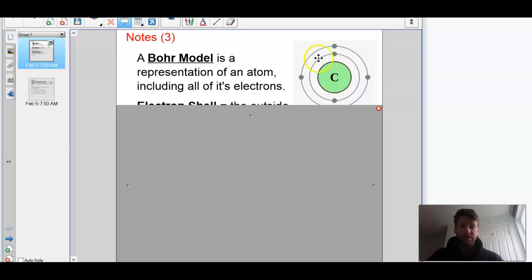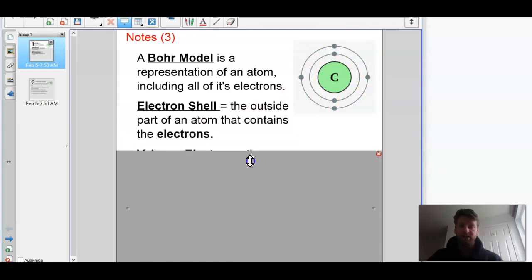Then you'll notice there's electron shells outside of the nucleus, and you'll notice the number of electrons on those shells. Now, carbon has 6 electrons. So we'll notice that here it has 2 electrons on the first electron shell, the one closest to the nucleus, and then it has 4 electrons around the second electron shell. So the electron shell itself is the outside part of an atom that contains electrons.